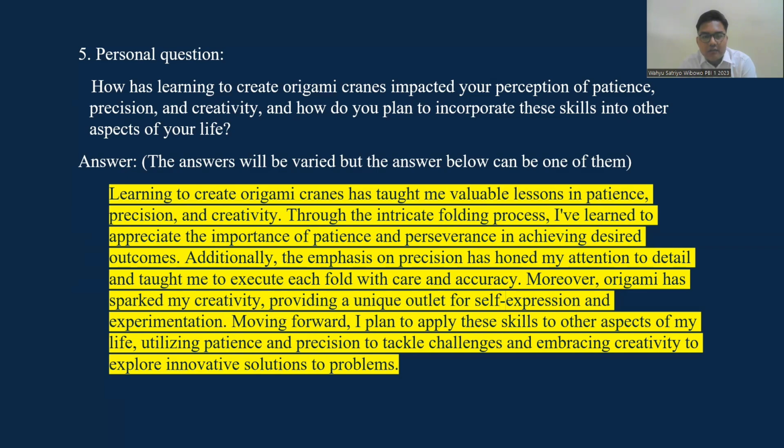Moving forward, I plan to apply this skill to other aspects of my life, utilizing patience and precision to tackle challenges and embracing creativity to explore innovative solutions to problems.